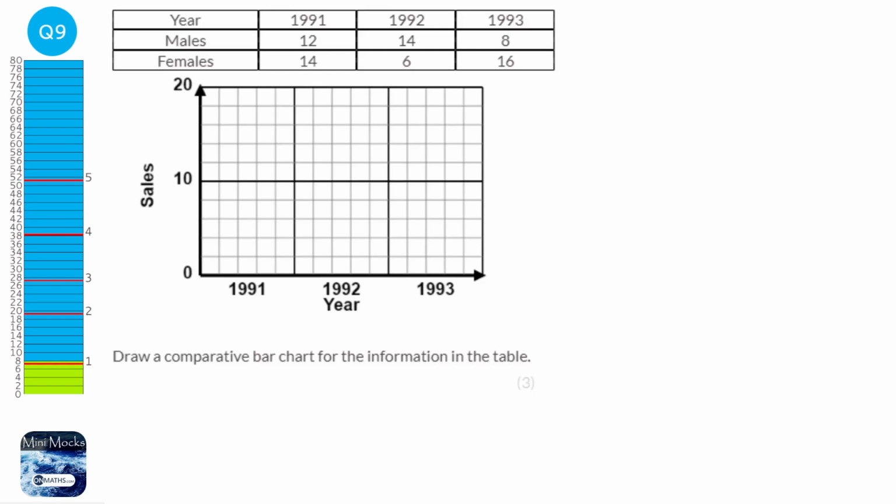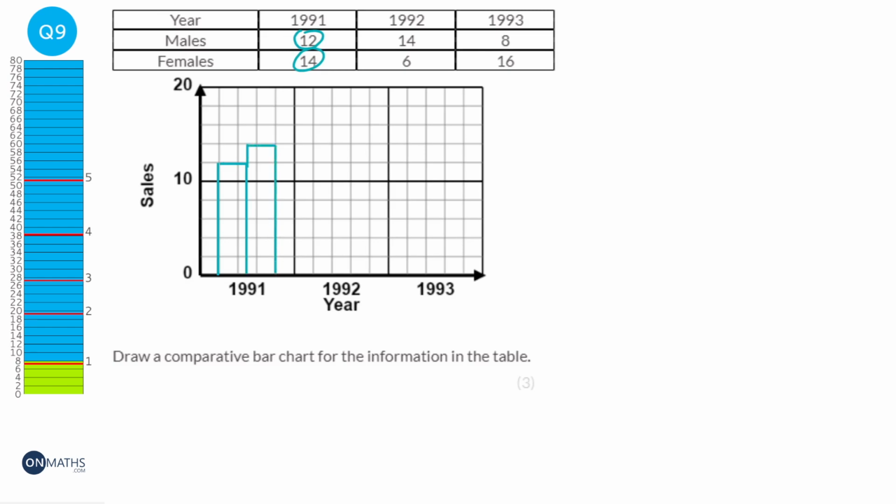A comparative bar chart is where you have 2 bars next to each other meaning different things. So it's probably easier just to start drawing it, and then we can talk about it as we go along. So we've got males here at 12, and so what we want to do is a bar that is 12 high, and these are going up in 2s, so it will be up here. There we go. And then right next to it we're going to do females, which is 14, and so we're going to make this go up to 14.